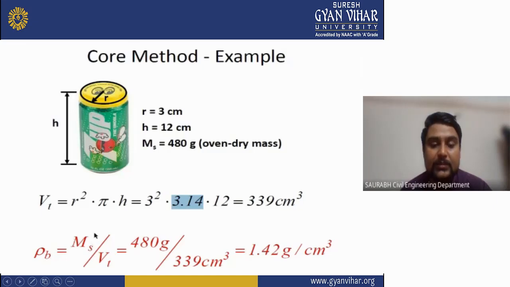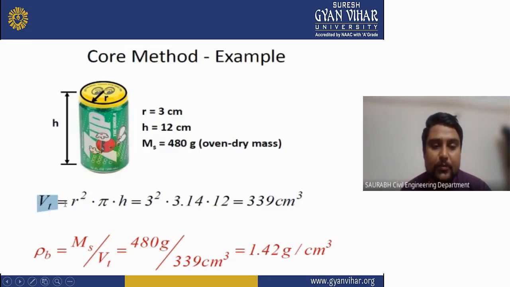From here we have to find rho b, which is bulk density. Bulk density will be mass of solid upon volume of sample, which is the total volume, so it will be 480 gram upon 339, which we determined as volume already here, and mass is already given here, and it will become 1.42 gram per centimeter cube. That will be your bulk density of soil. This example is very important. If you write any government exams, these types of questions and examples may be asked to you. And as you can see, this is very easy. By this formula you can easily determine the bulk density of soil.